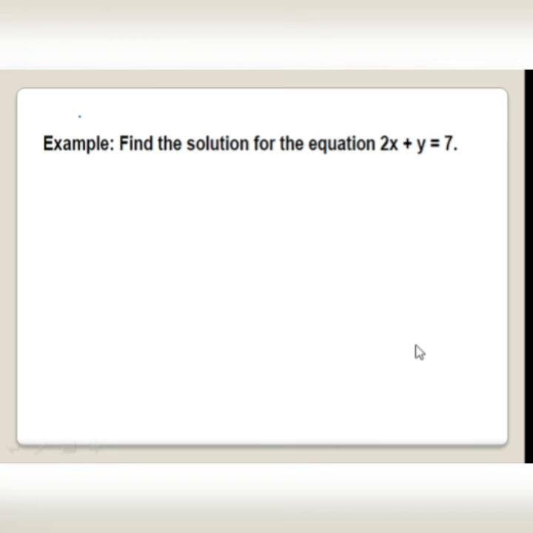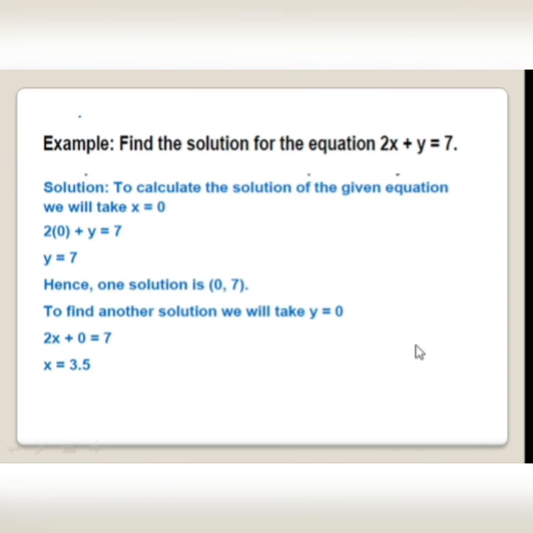But now the question is, if points are not given, they have given only the equation 2x plus y equals 7 and they are saying find the solution. How to find? How will we know that this point will satisfy this equation? So children, in such cases we have to assume the value of one variable. The second variable will come by calculation like this.